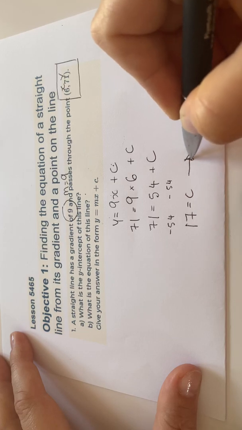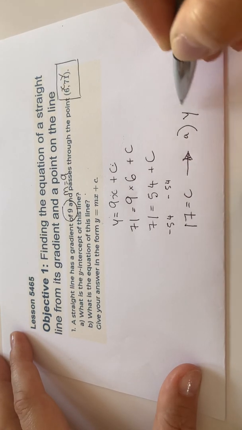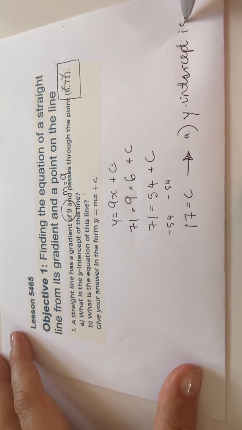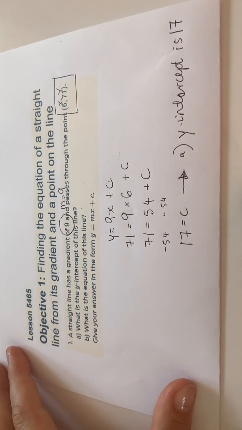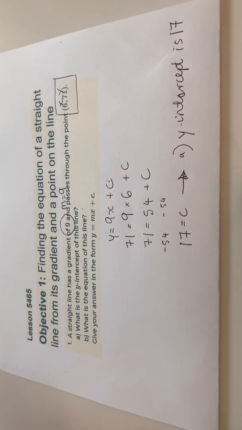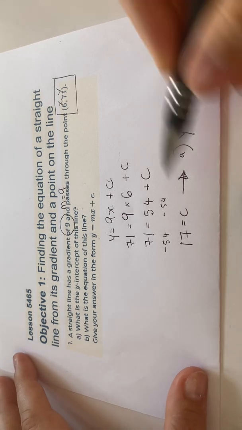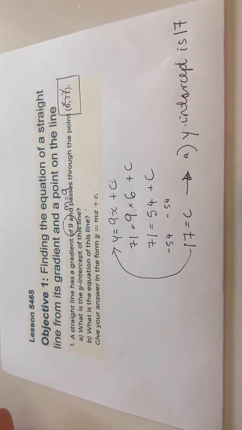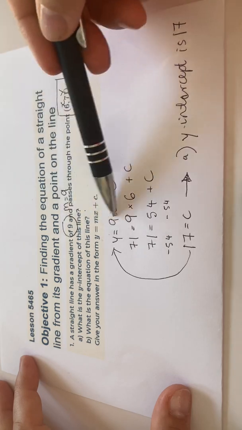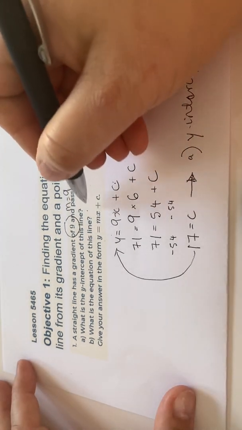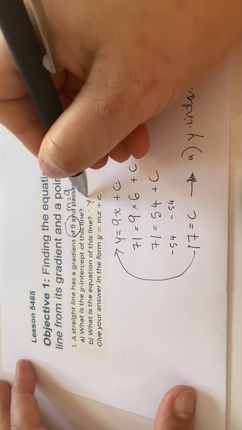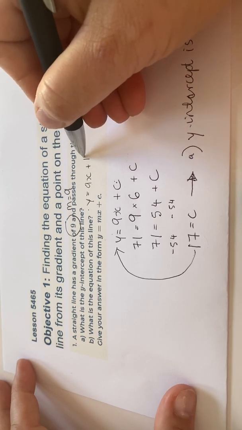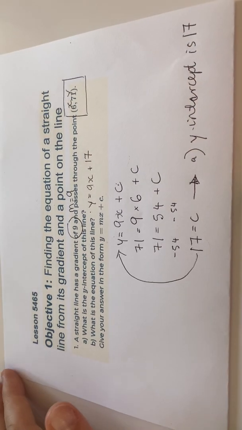So from that, the answer to question A, the y-intercept is 17. Now, to answer question B, that's very straightforward. That means c is 17, so all I have to do is put this number back into this original equation that I wrote down with the gradient 9 in there. So the equation of the line is y is equal to 9x, and then this 17 comes in instead of c, so plus 17. That's that one done.